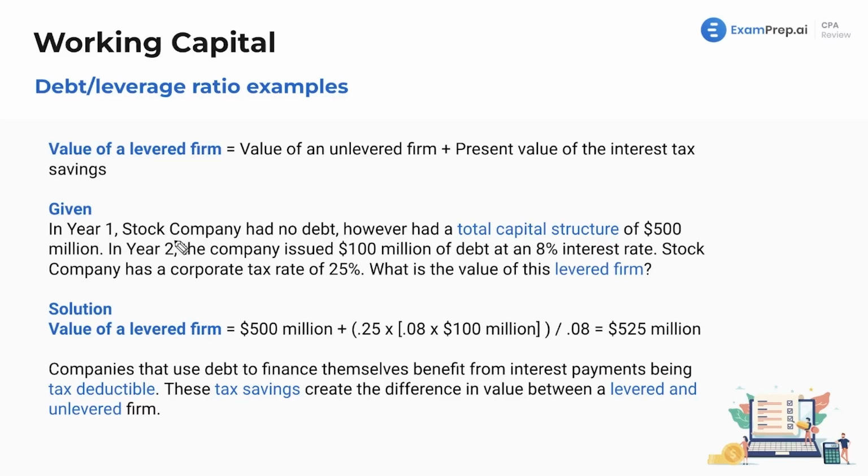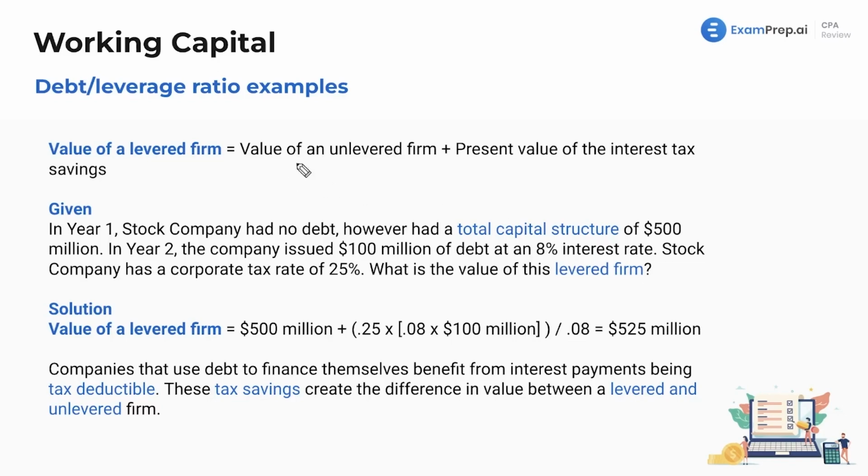In year one, Stock Company had no debt, however, had a total capital structure of $500 million. So this likely means that this is the value of it without any debt. In year two, the company issued $100 million of debt at an 8% interest rate. Stock Company had a corporate tax rate of 25%. What is the value of this levered firm?